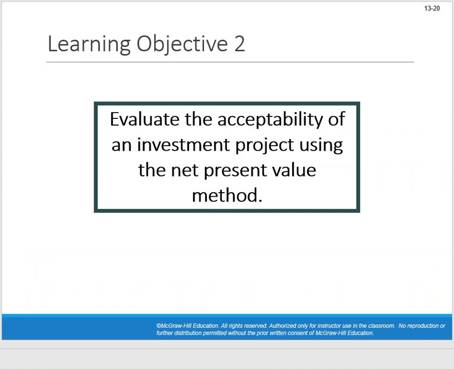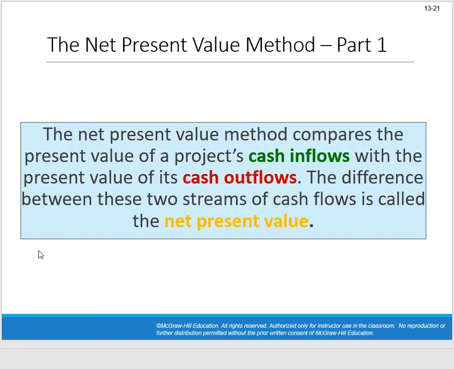So next, we're going to look at evaluating projects using the net present value method. Okay, so net present value. So here we're going to start getting into the time value of money and discounting our cash flows. So net present value, or NPV, because I know how you love acronyms, NPV compares the present value of the project's cash inflows with the present value of the project's cash outflows, and the difference between those is what we call net present value, or NPV.